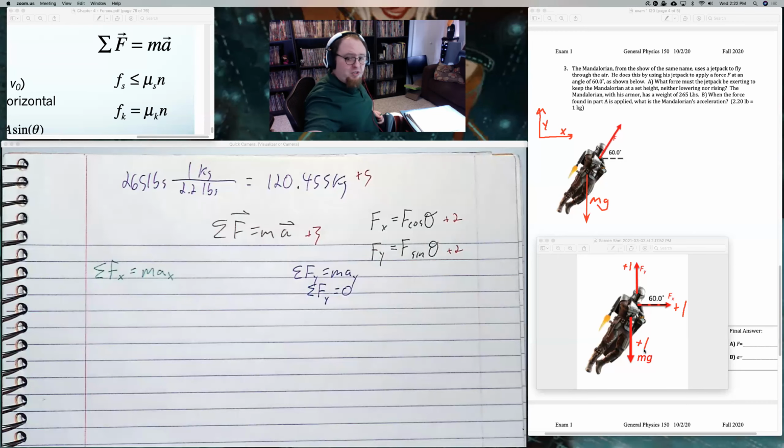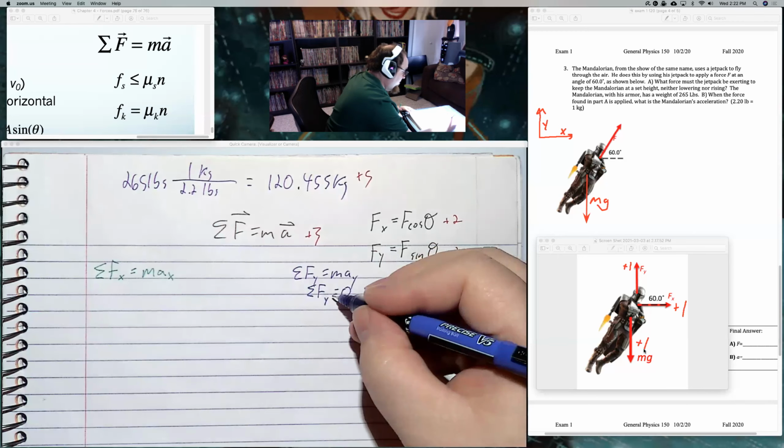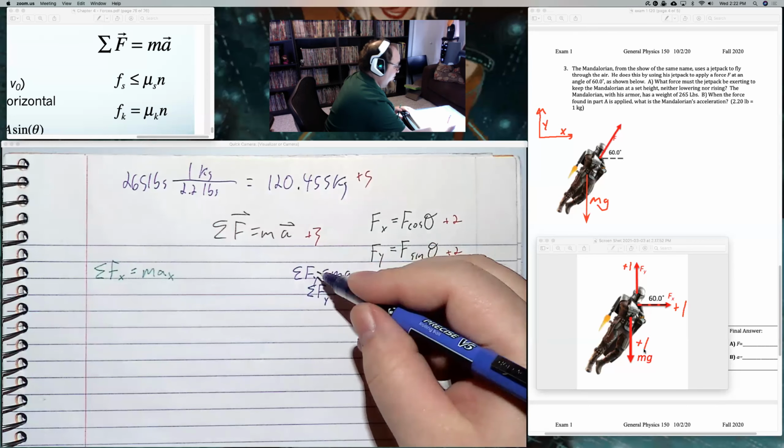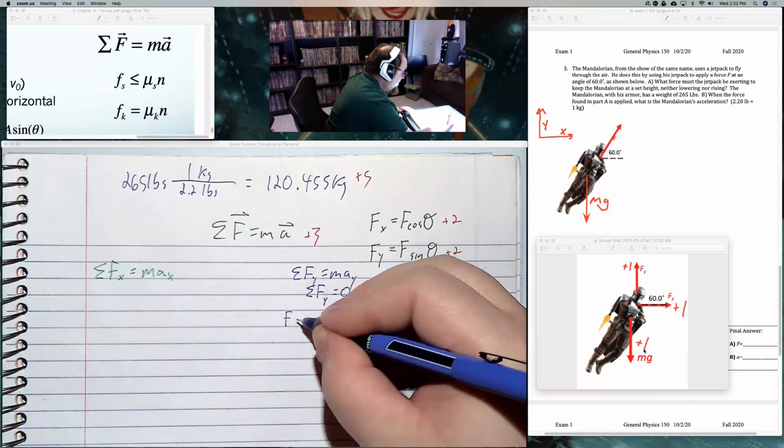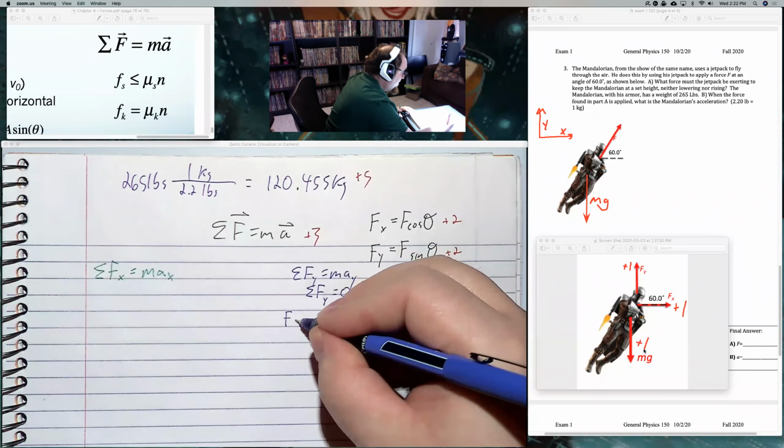Well, looking at that picture, I've got to be careful because it's the sum of forces. My forces up is F sine theta. My forces down is mg. And that'll equal 0. Plus 2, plus 2, plus 1.